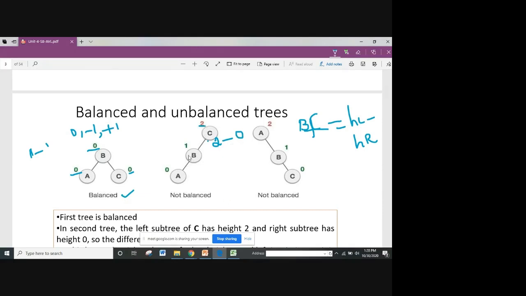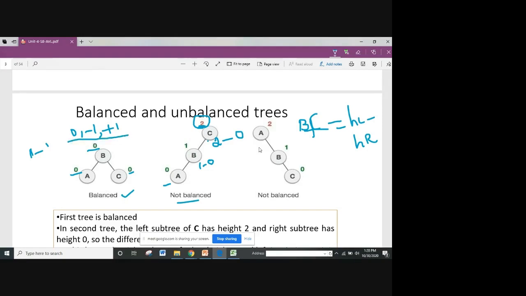Similarly, when you take B, my height of B is only 1. So 1 minus, there is no right tree, so 0. 1 minus 0 is 1 only. And for a leaf node, it is always 0. So since you have a balance factor 2 here, it is considered not balanced. If it is 1, it is balanced. Your balance factor can be only 0, minus 1, and plus 1.